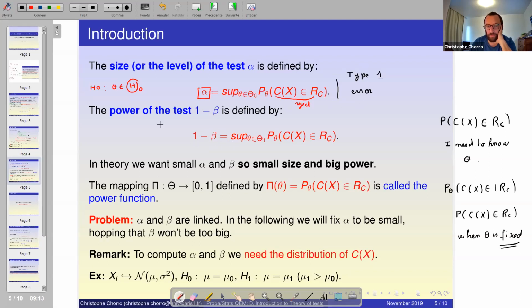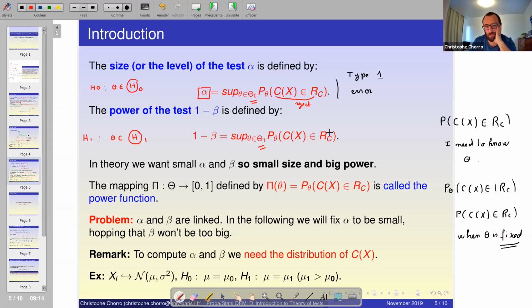In the same way, be careful because here you have theta 0, and here you have theta 1. These two quantities are the same: it's the probability to reject for a parameter theta. If I consider the supremum over theta 1, keep in mind that theta 1 is related to the alternative hypothesis, that is, theta belongs to capital theta 1.